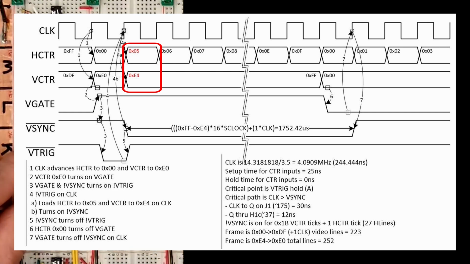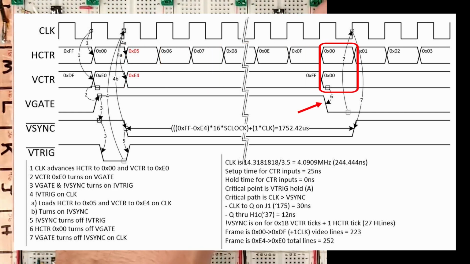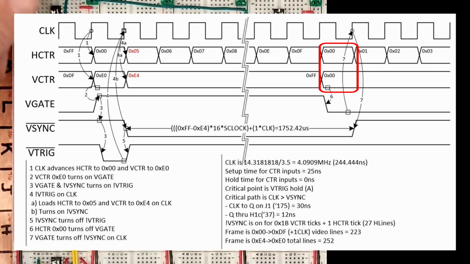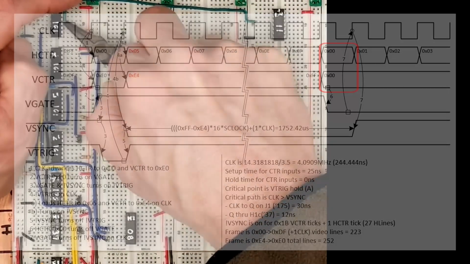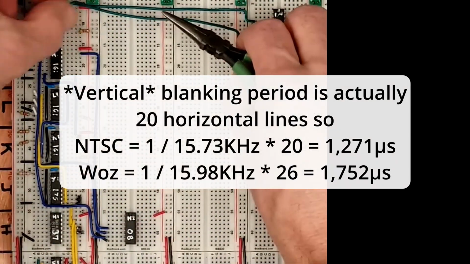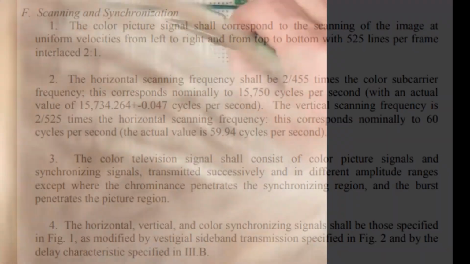V-gate will stay on until the counters roll over to 0. So V-sync will be on for 28 horizontal periods, or about 1,752 microseconds. The NTSC spec for the horizontal blanking period is 1,334 microseconds, evidently close enough.